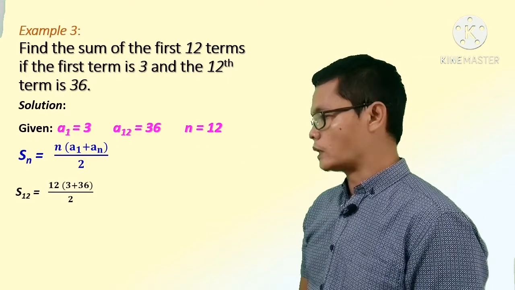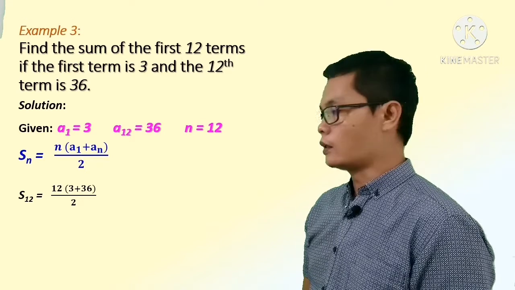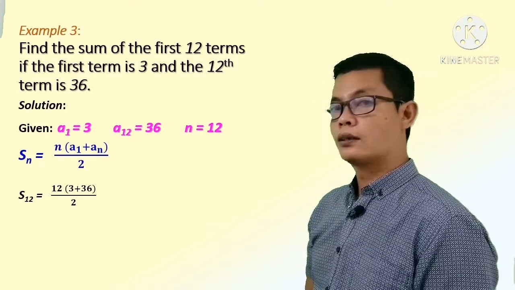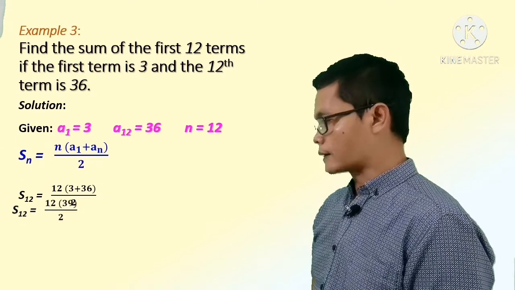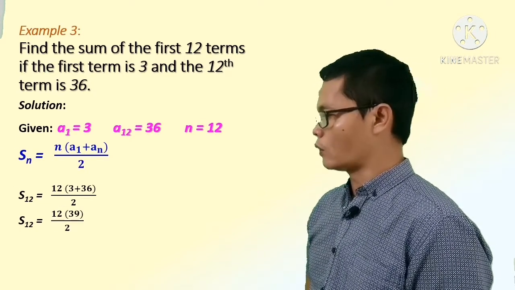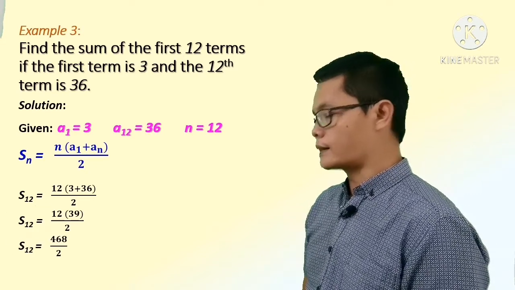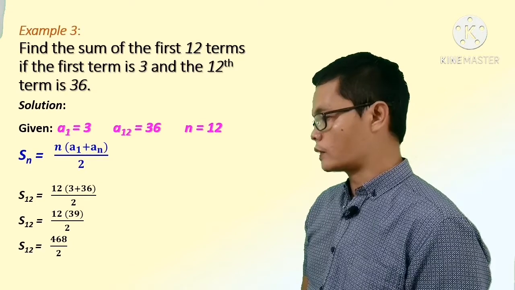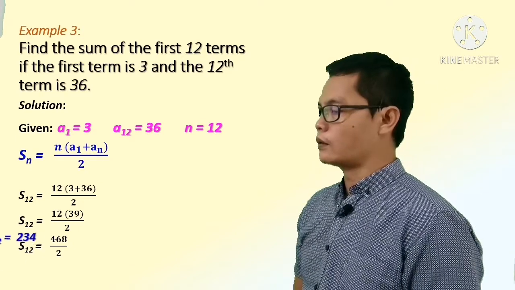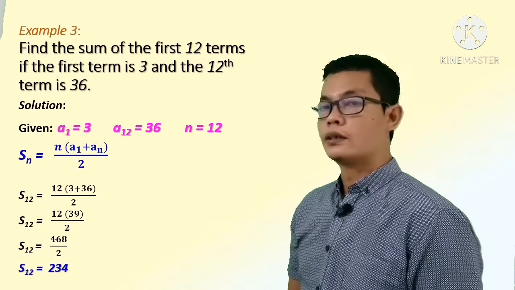So by substituting, S sub 12 equals 12, which is the value of n, multiplied to 3 plus 36 all over 2. S sub 12 is equal to 12, multiplied to the sum 39, all over 2. Then S sub 12 is 468 over 2, the product of 12 and 39 divided by 2. And the final answer is S sub 12 equals 234.